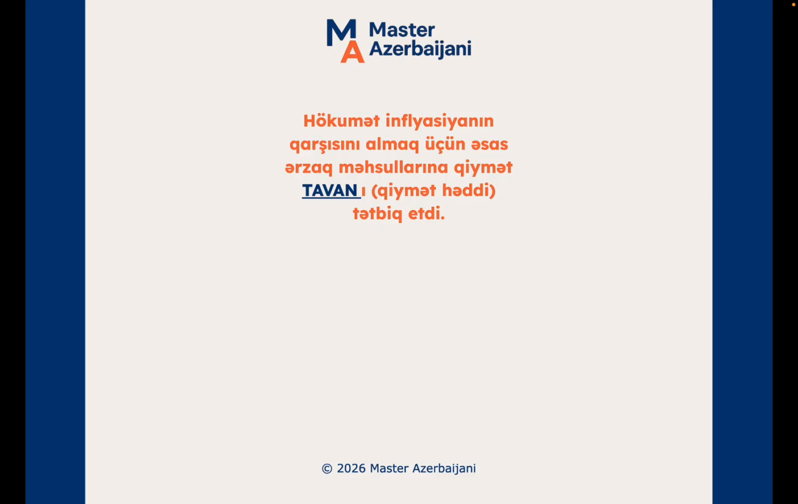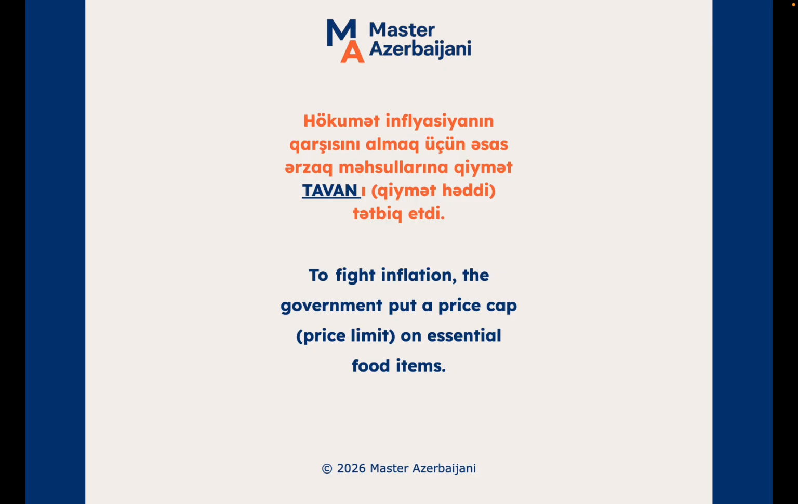Next sentence. Hökumət inflyasiyanın qarşısını almaq üçün əsas ərzaq məhsullarına qiymət tavanı tətbiq etdi or qiymət həddi tətbiq etdi. Let's see why and what. To fight inflation, inflyasiyanın qarşısını almaq üçün. Inflyasiya, another loan word. Qarşısını almaq, to prevent basically, to fight inflation. Əsas ərzaq məhsullarına, on essential food items, qiymət tavanı, price limit, price cap, tətbiq etdi, applied or put. Hökumət, government. It's another loan word. Hökumət, I believe it's from Arabic or Persian. Now, hökumət inflyasiyanın qarşısını almaq üçün əsas ərzaq məhsullarına qiymət tavanı tətbiq etdi, or qiymət həddi tətbiq etdi.